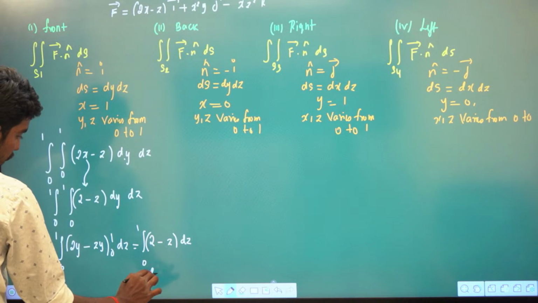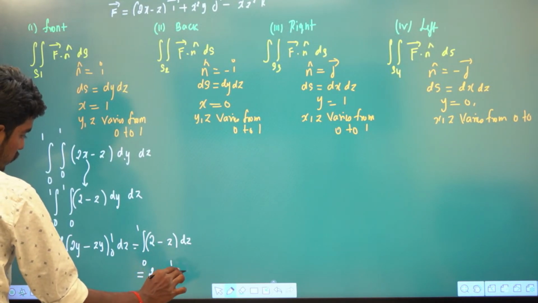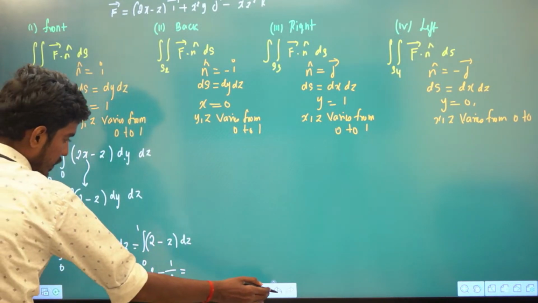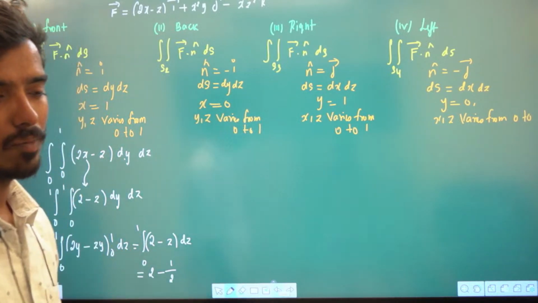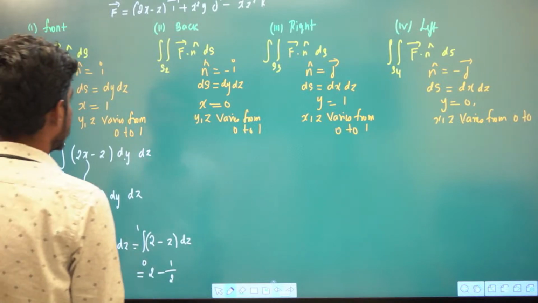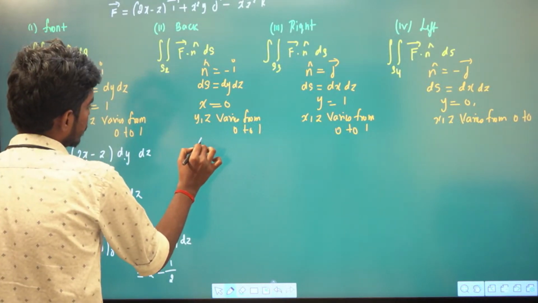This will be 2 minus z square by 2. So 2 minus 1 by 2, right? Let's keep this as it is, 2 minus 1 by 2. Or you can write 4 minus 1 by 2, but let us keep this 2 minus 1 by 2 as it is.